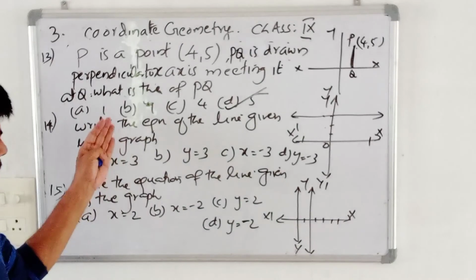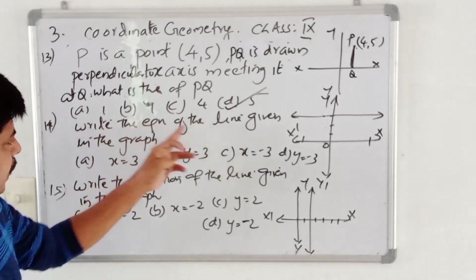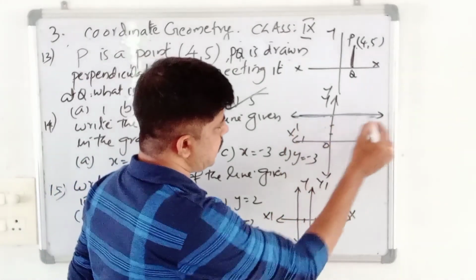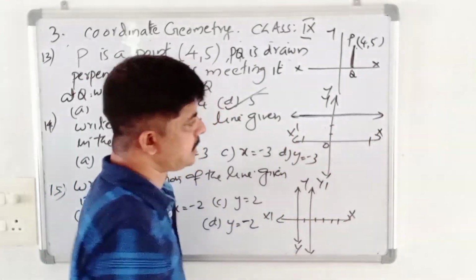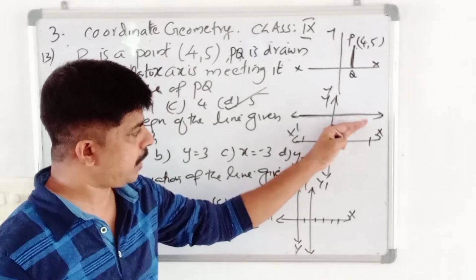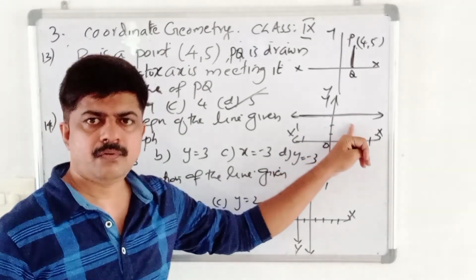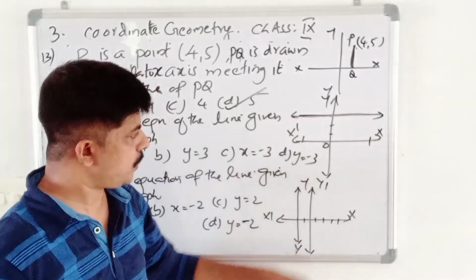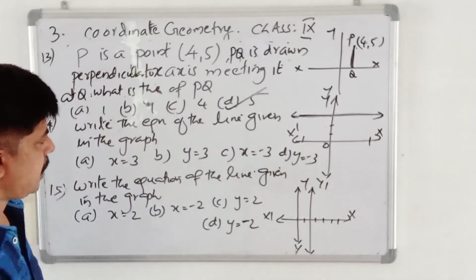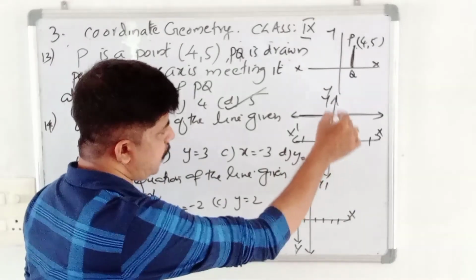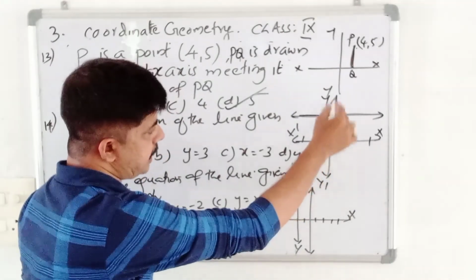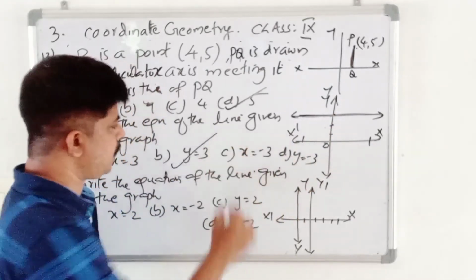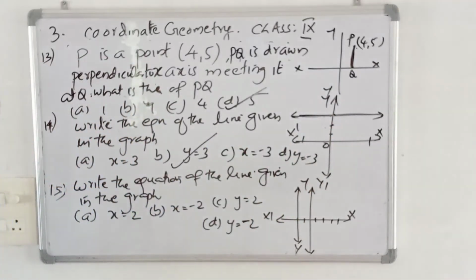Okay, here comes our next question. Write the equation of the line given in the graph. We are given one graph parallel to the x-axis. Lines parallel to the x-axis are of the form y equal to a. Therefore, where is our answer? This is the positive side of the y-axis, positive direction: positive 1, positive 2, positive 3. Therefore, the answer is y equal to 3.